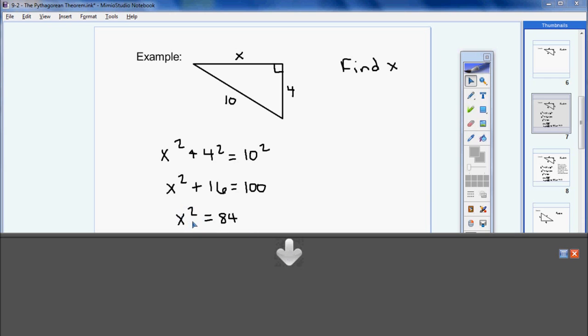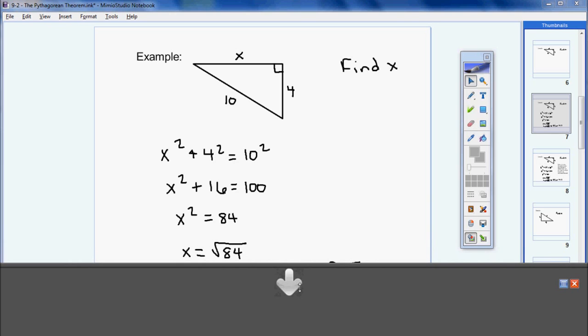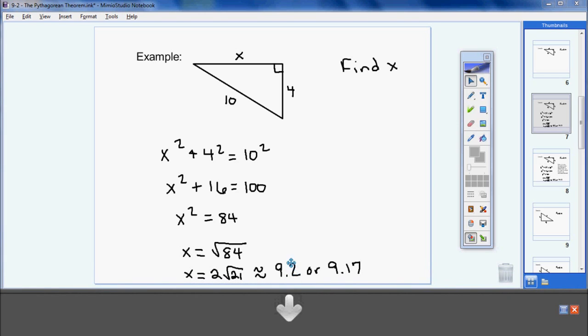Okay, x squared equals 84. Then since you've got a square, you need to use square root in order to simplify it. Now since we have square root, what we could do is let the calculator do the work, and depending on the place value you're asked to round to, if it's the tenths place, you'd have about 9.2, about 9.17 if you're asked to round to the hundredths place.